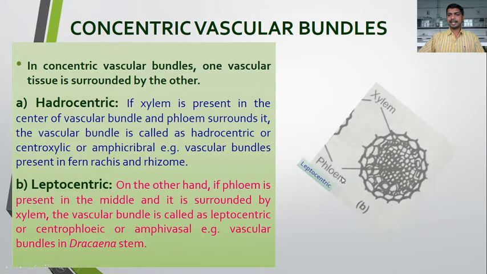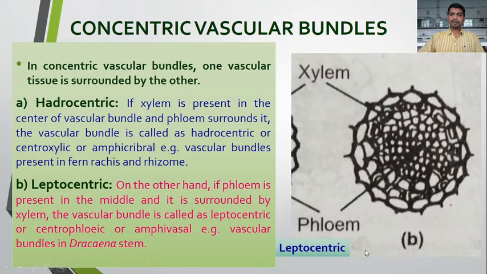So here in this diagram we can see this leptocentric type of vascular bundle where the phloem is present at the middle. Here is the phloem and it is surrounded by the xylem. So this is the xylem which surrounds the phloem. Okay. So if the phloem is present in the middle and it is surrounded by the xylem, the vascular bundle is called leptocentric or centroploic.